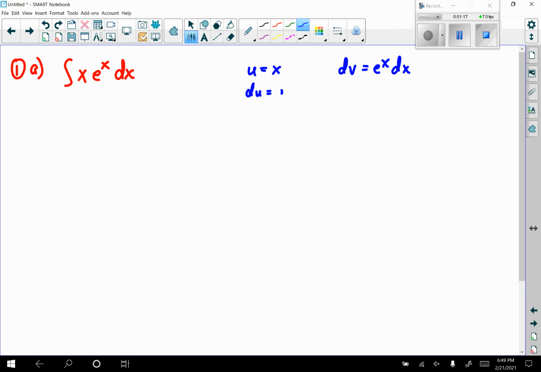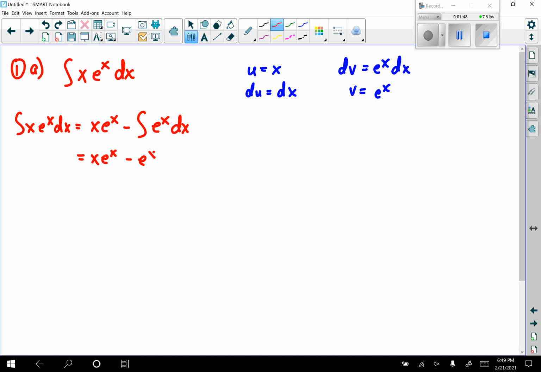Therefore, du is just going to equal dx, and v, the antiderivative of e to the x, is just e to the x. So this integral now becomes, remember, it's u times v, so x times e to the x minus the integral of v du, so e to the x dx. That's a pretty basic one, so this problem is probably as simple as they get for integration by parts. So we still have this first part here, and then we'll take the antiderivative, which is just so minus e to the x, and then a plus c.